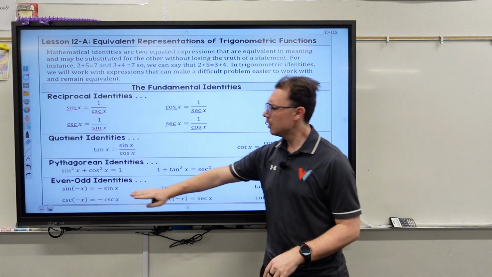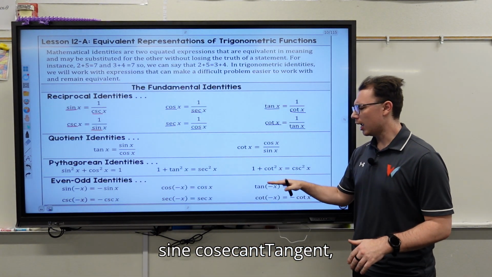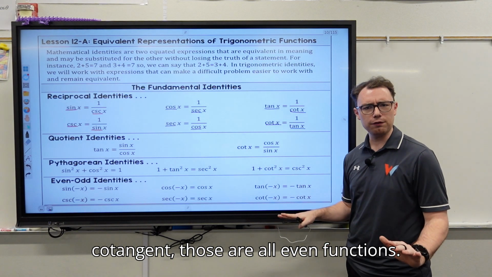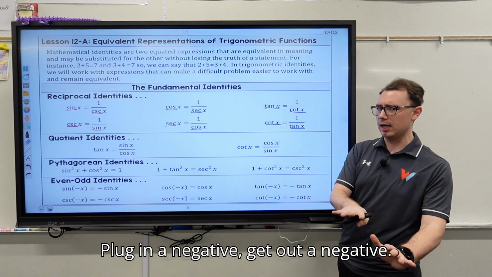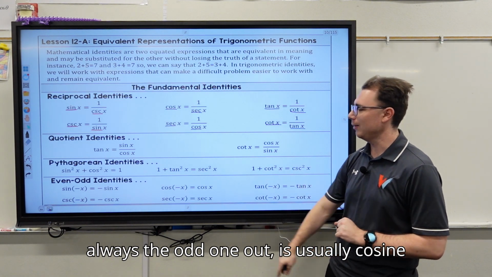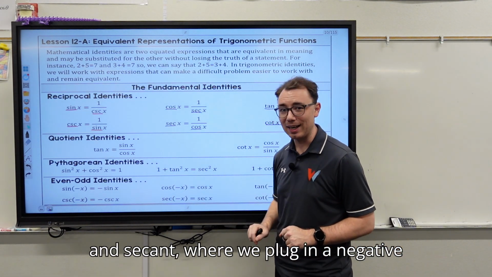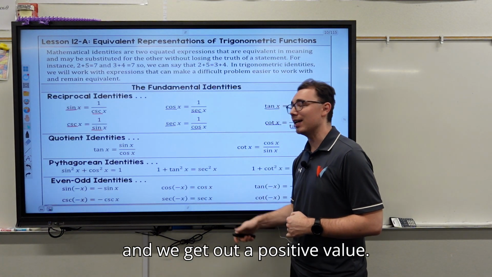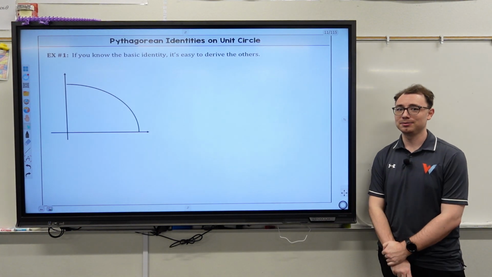As a reminder, sine, cosecant, tangent, cotangent, those are all odd functions. Plug in a negative, get out a negative. The only weird one, the odd one out, is usually cosine and secant, where we plug in a negative and we get out a positive value.